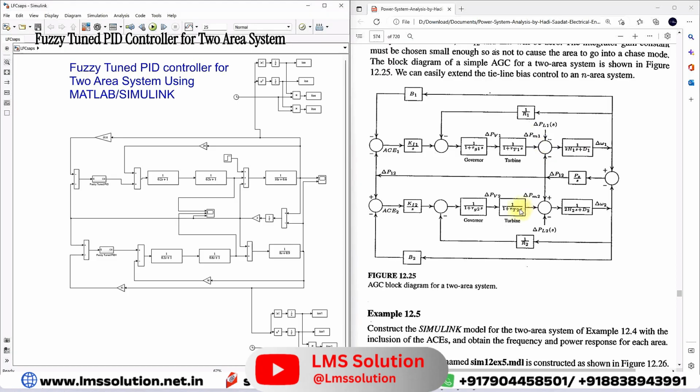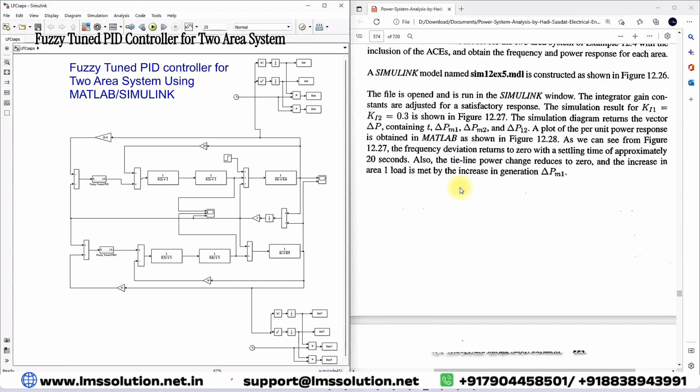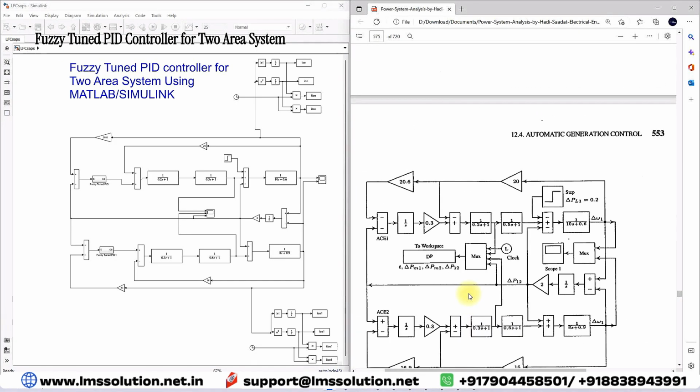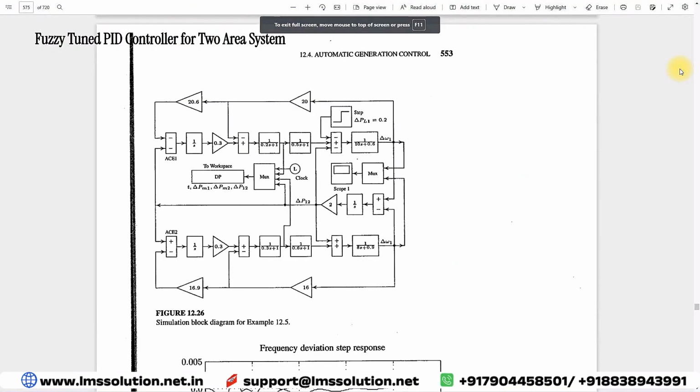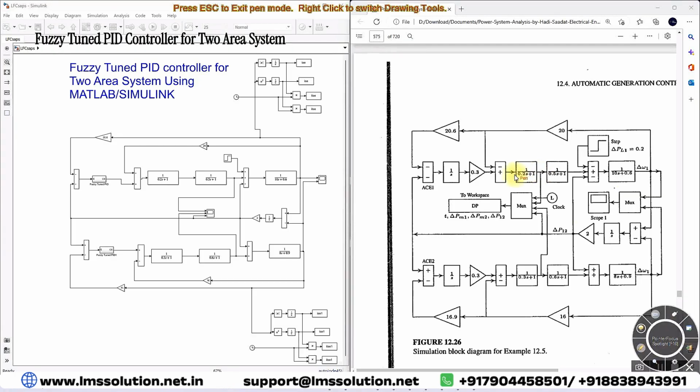For the simulation, the data for the governor, turbine, and generator load model for area 1 and area 2, and the remaining parameters R1, B1, R2, B2, are taken from this book. You can see that this is the data. This same data is used here for the governor, turbine, and generator load model of area 1 and of area 2. The same data is used in the Simulink model.